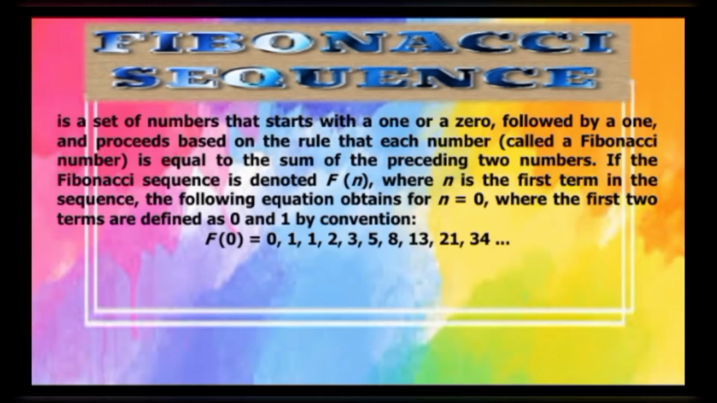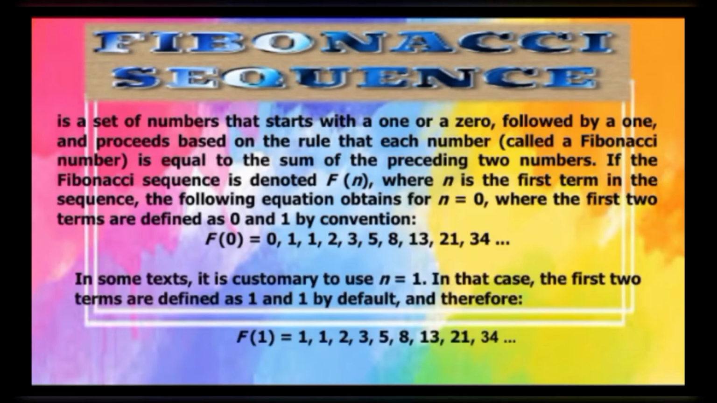So this is the example. In some texts, it is customary to use n equals 1. In that case, the first two terms are defined as 1 and 1 by default, and this is the result.